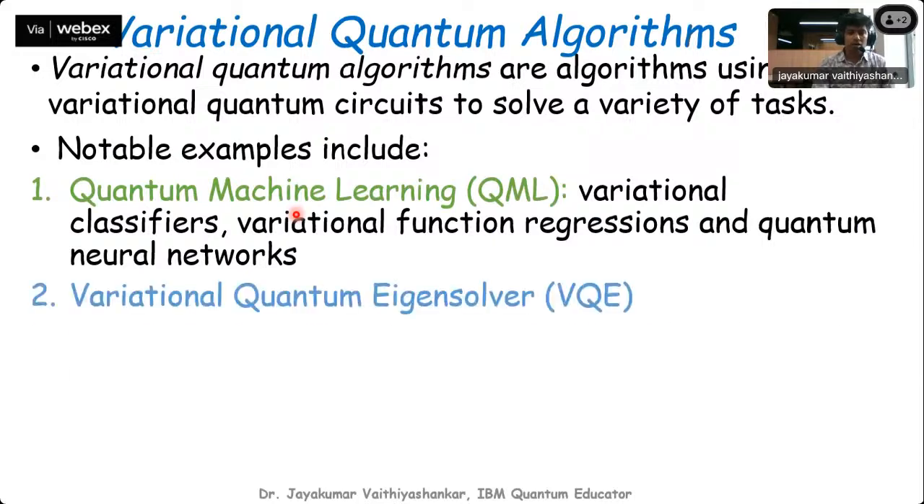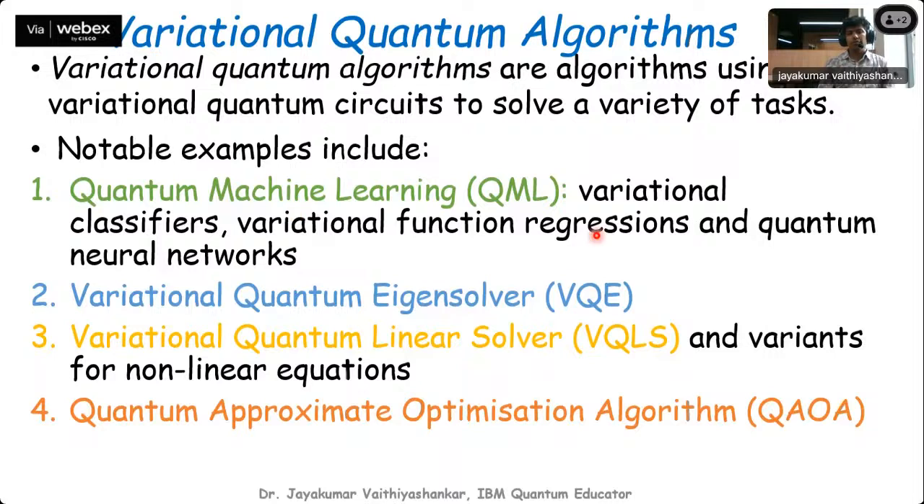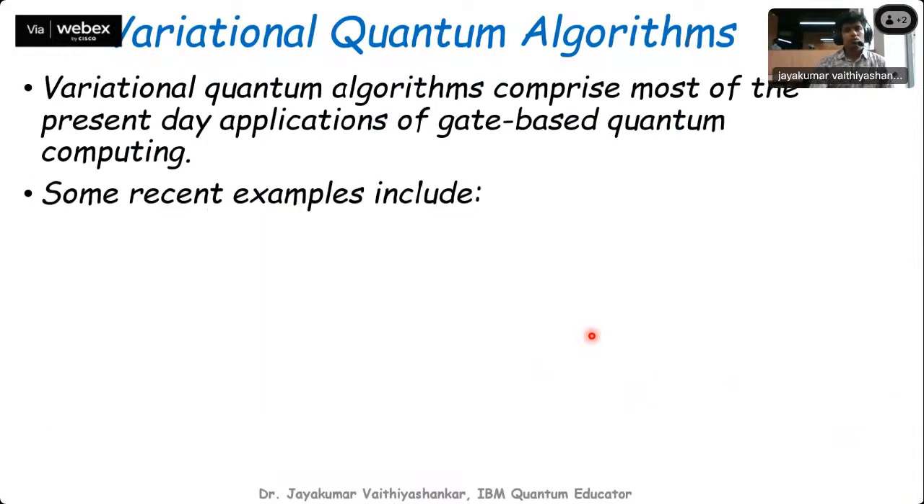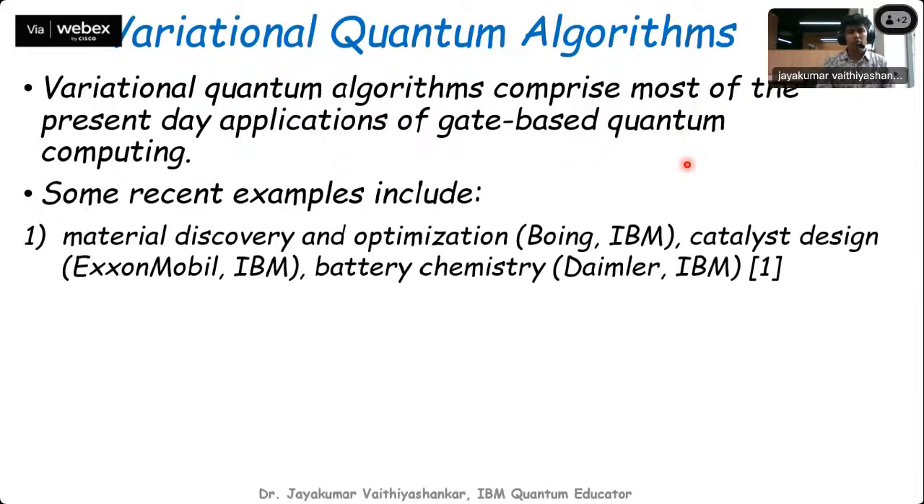So these are the important four categories: QML, VQE, VQLS, and QAOA. These four types, majorly you can look into in recent publications. Most of the variational circuits are gate based. For example, if you want to discover a new material, or do optimization, even Boeing, IBM, ExxonMobil are all using variational quantum algorithms, which are gate based.